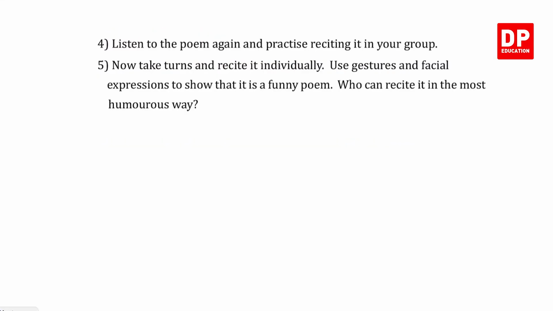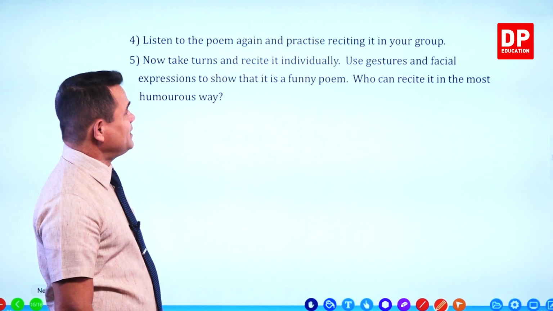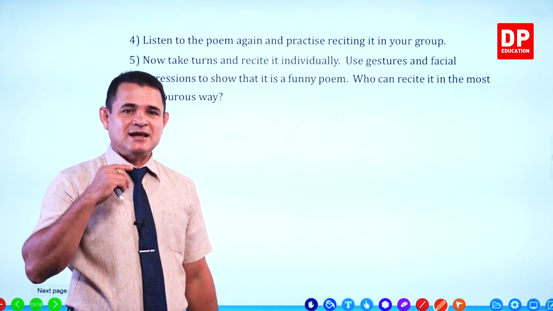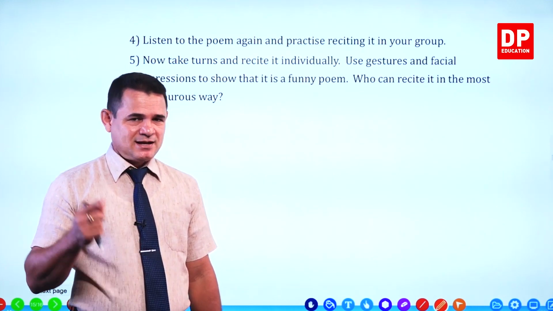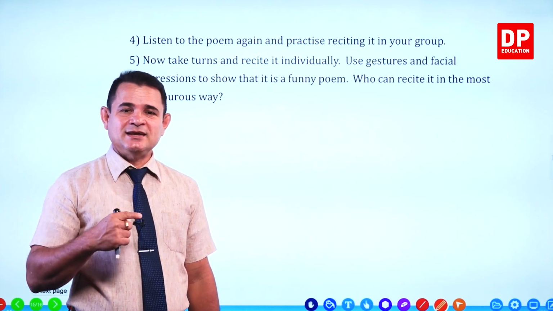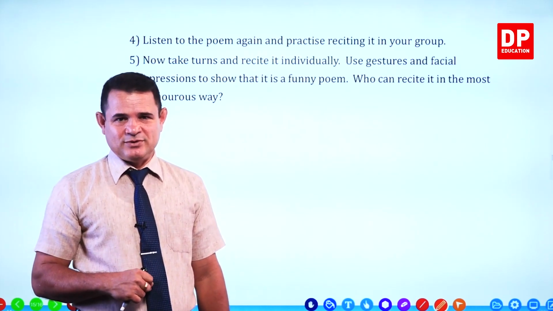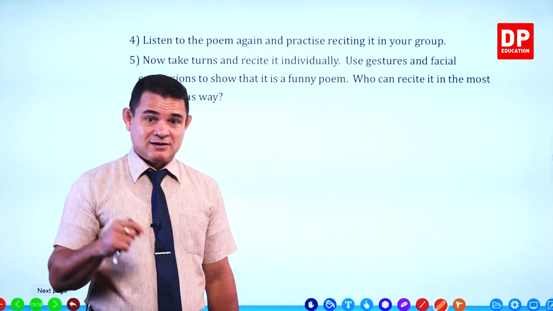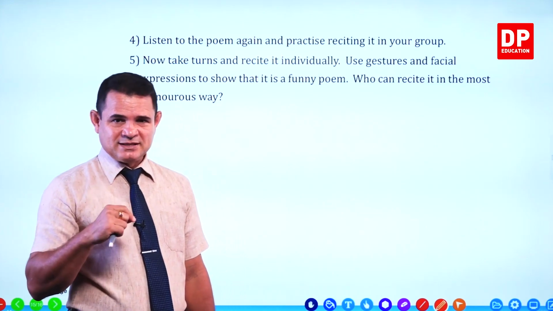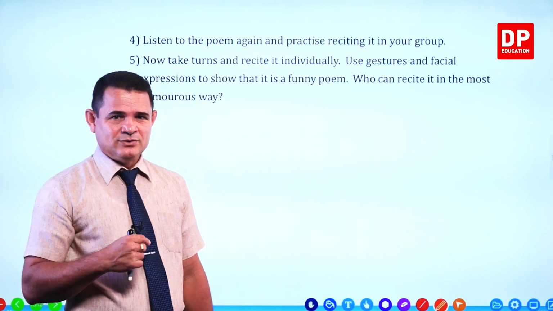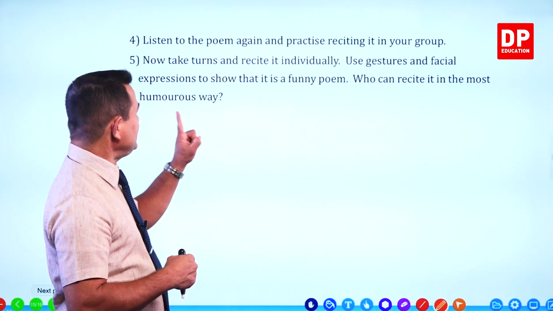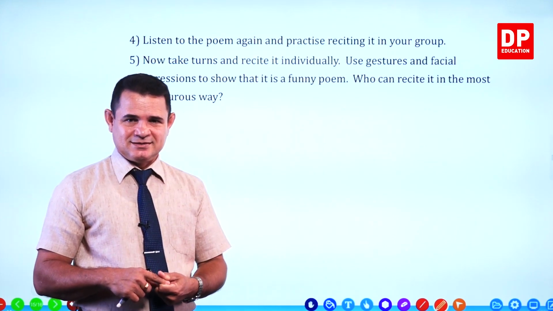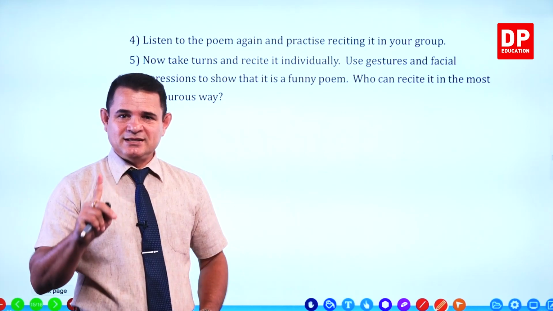And next one, listen to the poem again and practice reciting it in your groups. So listen and practice reciting. අහගෙන ඒ විදියට ඒකත් එක්ක කියන්න ඊට පස්සේ ඒ විදියට ඔයා තනියම කියන්න පුරුදු වෙන්න. So there you will practice pronunciation as well. Right? You will remember many words. ගොඩක් වචනත් මතක හිටියේ. ඒ වගේම උච්චාරණය හොඳට හුරු වෙන්න පුළුවන්. And now take turns and recite it individually. Take turns and recite individually. තනි තනිව recite කරන්න.